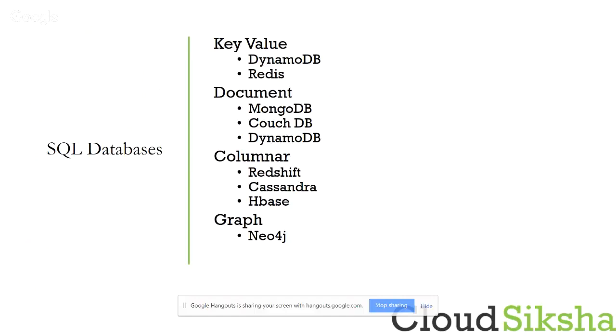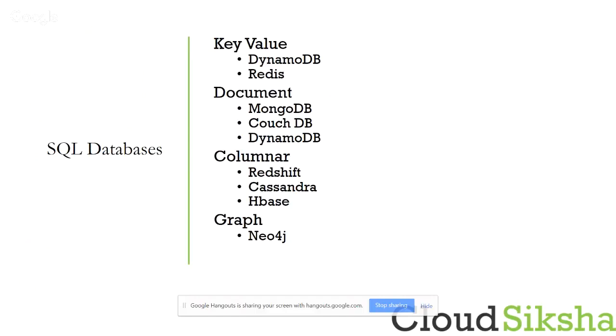DynamoDB can be seen as both a key value database as well as a document database. So what is a document database? It is key and document. So you have a key, and then on the other side you have a document. You don't have a value, but rather the value is a document. I will show you in the next slide how it works.